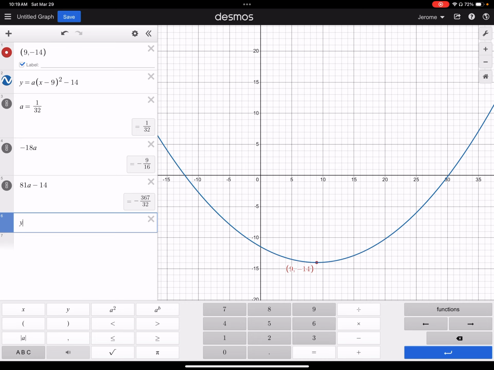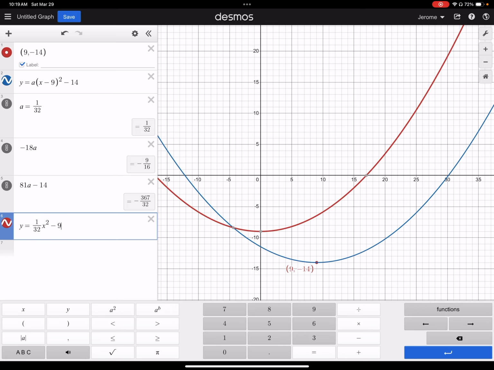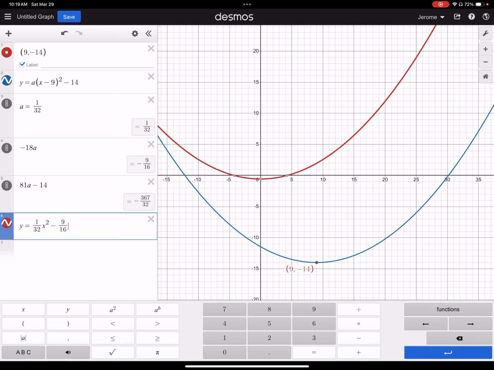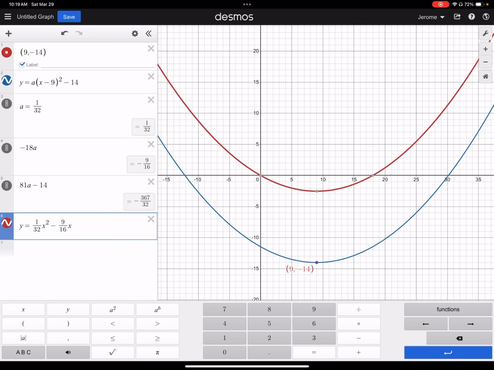Okay, so two last things. Let's go ahead and type in this equation as y is equal to, and then we had a 1 over 32 x squared. The x is in the wrong spot. Okay, x squared. So far, so good. And then it was minus 9 over 16, minus 9 divided by 16, arrow out of that x. And then the last one is a monstrous negative 367 divided by 32, and bam, you can see it snaps right there into place.